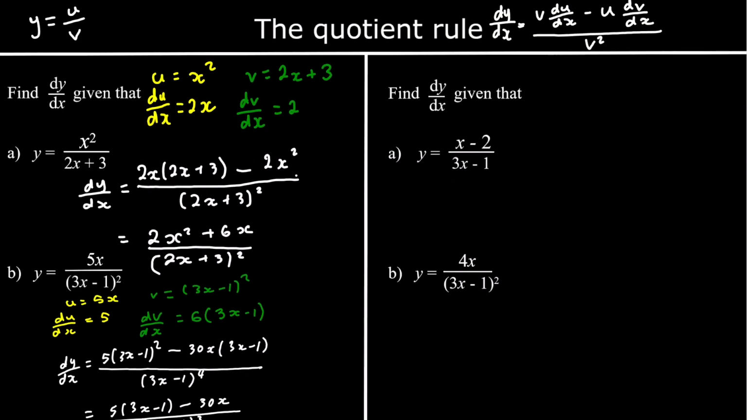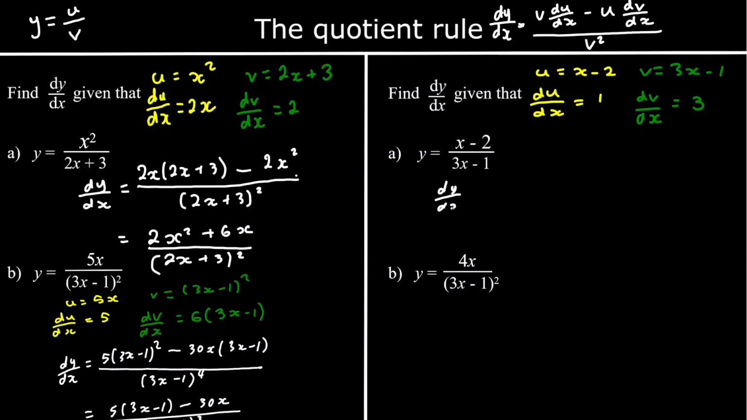Okay, 2 for you to try. See if you can give them a go. So they're both in the form y equals u over v. So we're using the quotient rule. So we need u, which is our numerator, x minus 2. And du dx is that differentiated, which is 1. V is 3x minus 1. That's the denominator. And dv dx is that differentiated, which is 3.